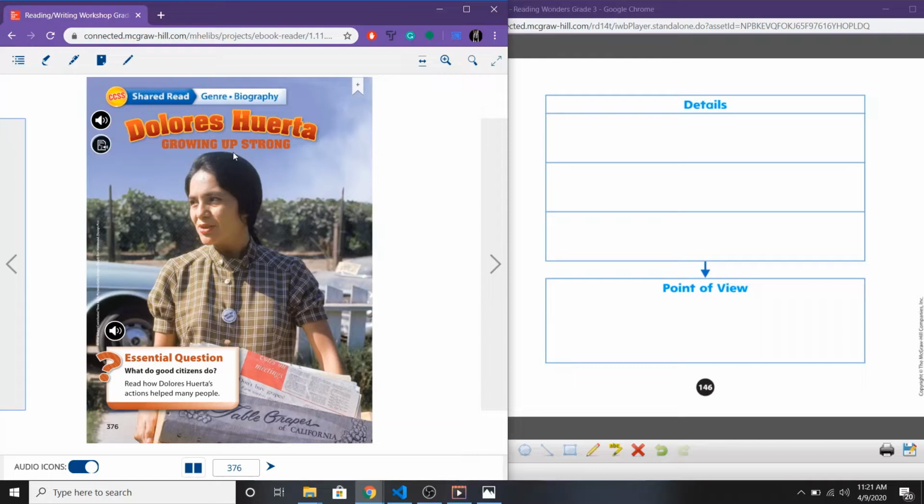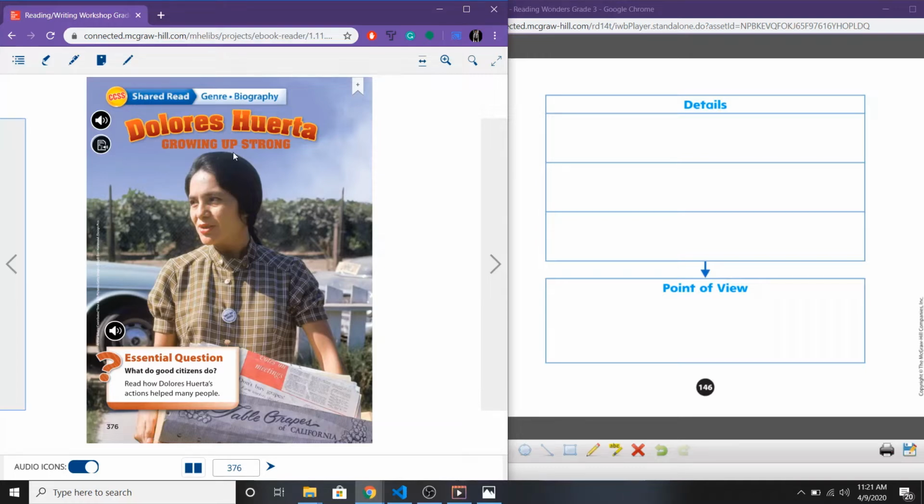The author thinks Dolores Huerta was not helpful. The author thinks Dolores Huerta is great and really likes her. Those are the kind of statements that we're looking for. So as we read, we're going to be looking for clues that show us how the author feels about her. Just like always, we're going to start by previewing our text and breaking it up into little chunks for ourselves.